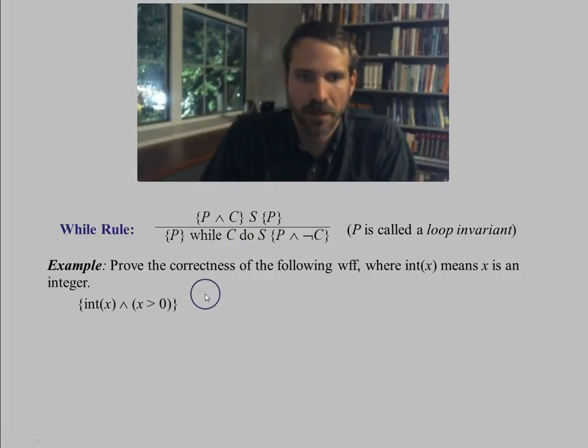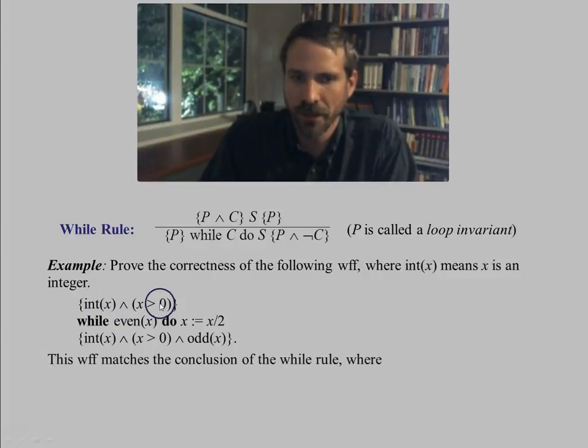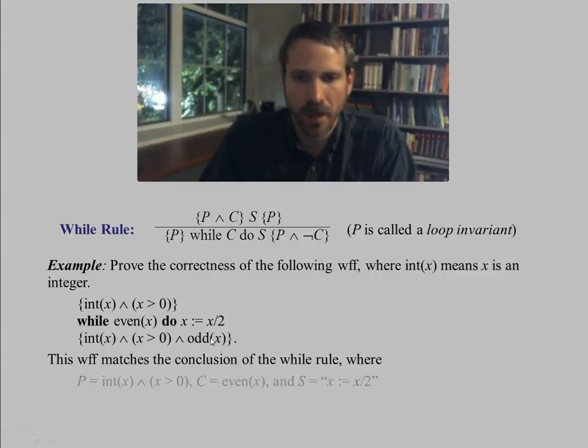So here's something to try to prove. We want to prove that if I start off with an integer that's greater than 0, and then I divide it by 2 while that integer is even, I end up with an integer that's greater than 0 and that's odd. So we're just going to keep dividing by 2 while it's even, and this is integer division, so it ends up with an odd number at the end. And this is going to match the conclusion, and the reason it's written this way is because of how this is all structured.